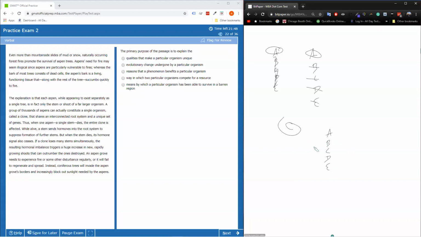The primary purpose of the passage is to explain the qualities that make a particular organism unique. Maybe evolutionary change. I don't think they talk about evolution at all. Reasons that a phenomenon benefits a particular organism. Fire, that could be it.